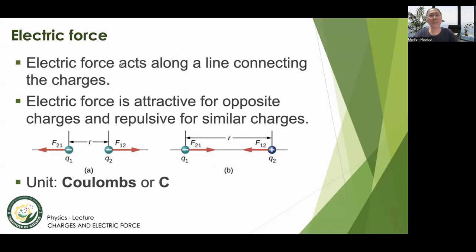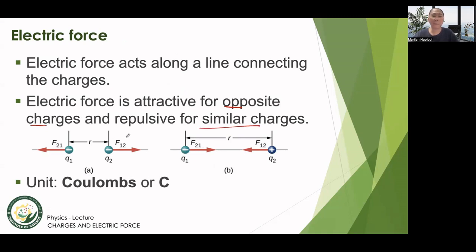Now, the electric force, or in some cases, they also call this as the electrostatic force, acts along a line directing the charges. So, ano yan, hindi siya pwedeng manggaling sa other lines. Kung sabihin, para silang, they're acting on the same line. Okay, so parallel. So, an electric force is attractive for opposite charges, again, and repulsive for similar charges.